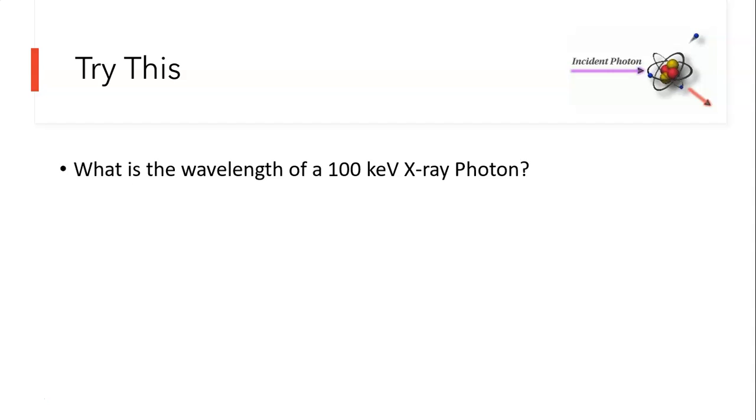Okay, give this one a try. You're going to pause the video and find the wavelength of a 100 kiloelectron volt X-ray. Pause now.